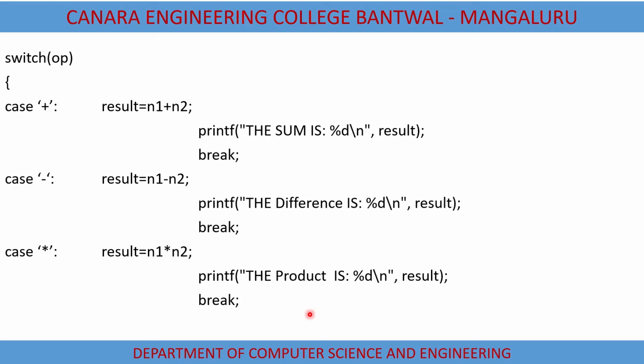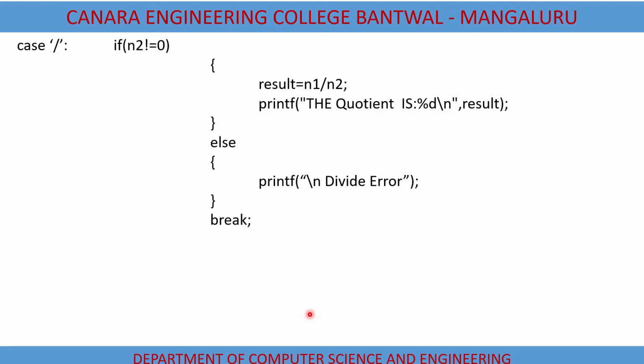Next we are going for another case, which is used to perform the division task. Okay, so case division symbol slash is used for division purpose. Here we are checking the operand, whether the second operand is 0. If the second operand is 0, then we are giving a message that is divide error.